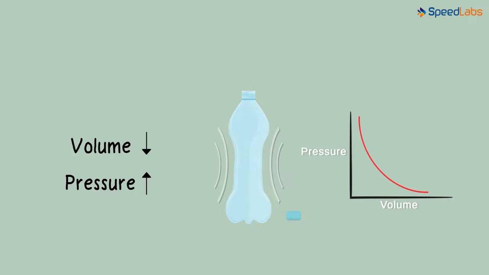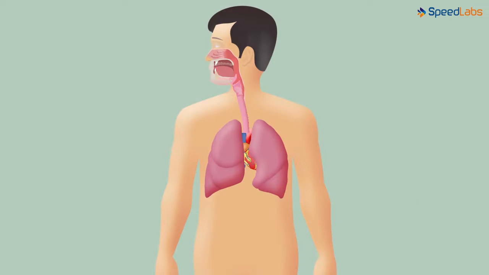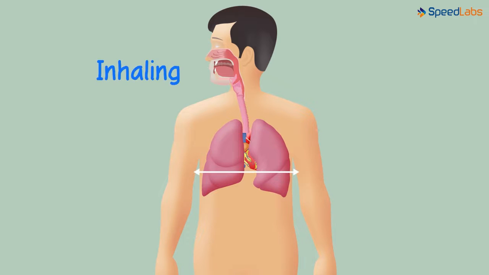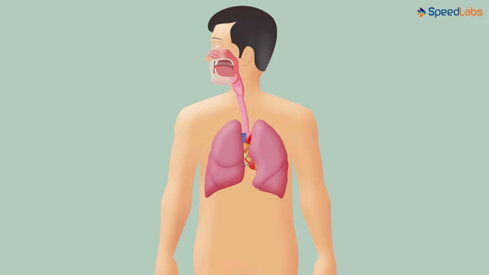Why are we learning about pressure? It's because our lungs function in the same way. When the volume of the lungs increases, air flows in, and that's what we call inhaling. And when the volume of lung decreases, air flows out, and that's exhaling. How does this happen? How does the lung volume change?